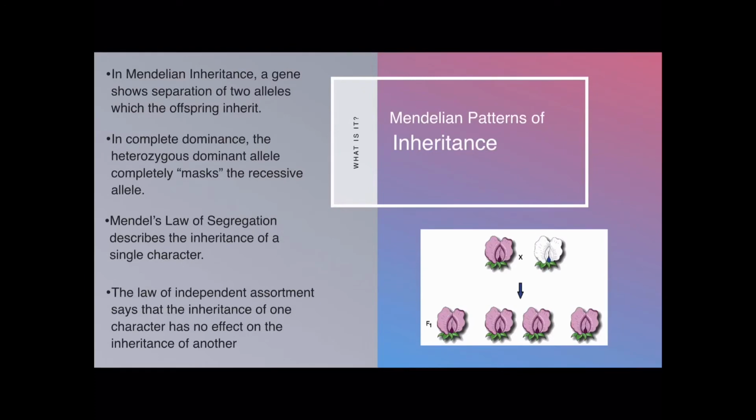The law of independent assortment shows that each pair of alleles segregates independently from other pairs during gamete formation, and this can be uncovered by tracking two characters at once.